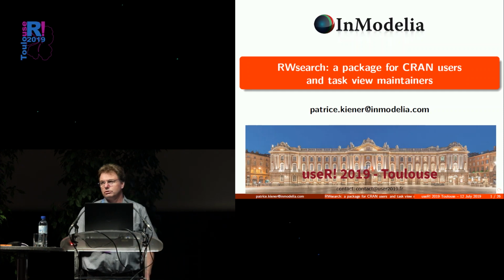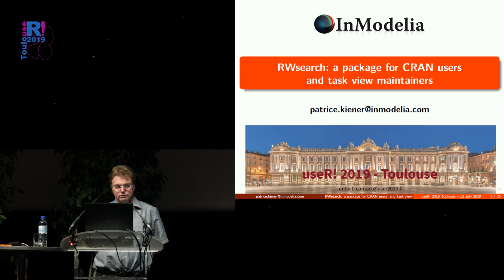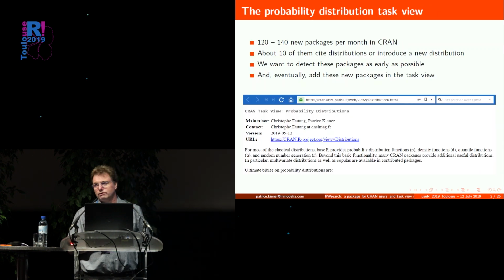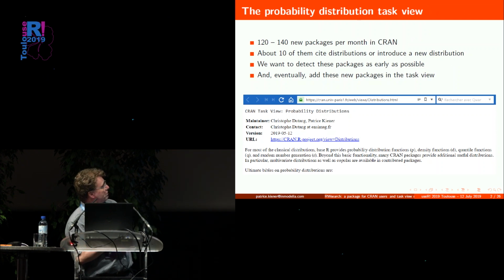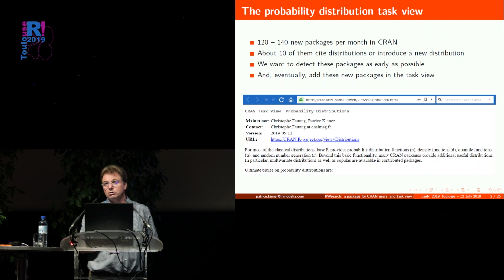My talk will be about the package RWsearch, and it's rather similar to CRAN just seen before. As you can see in the title, it is for CRAN users and also for task view maintainers. Indeed, the motivation of this package was to help. I'm a co-maintainer of the task view Distributions and Probability Distributions, and we are ranked number 5 by the number of referred packages, with about 240 packages referred. The largest one is Survival with 280.